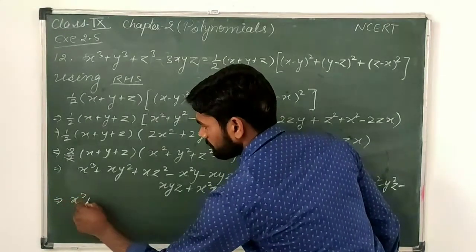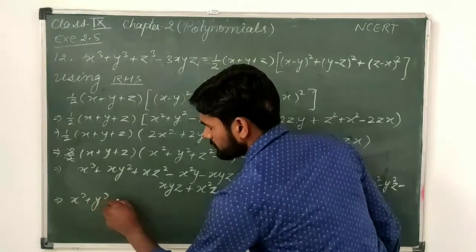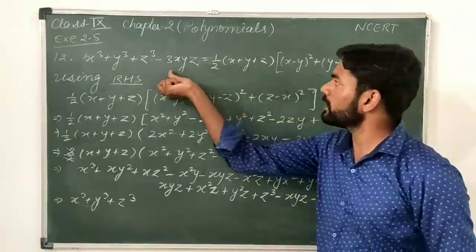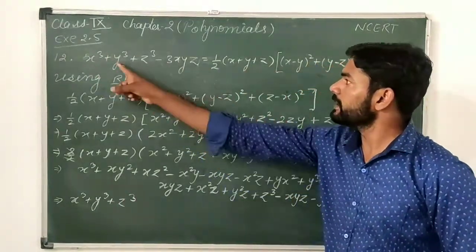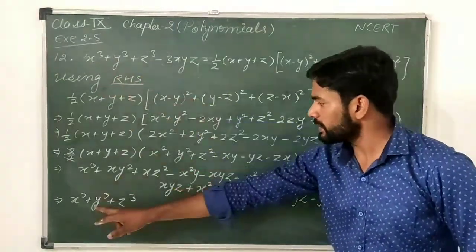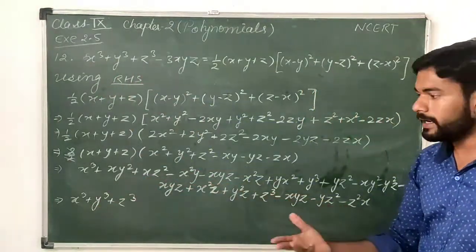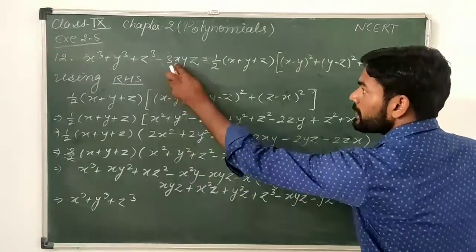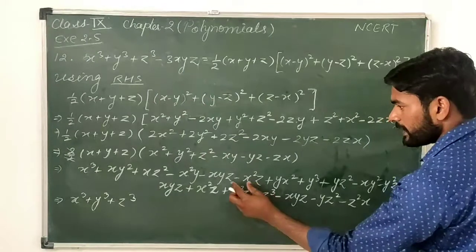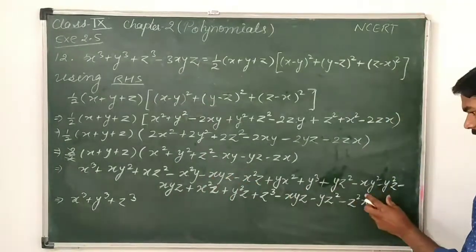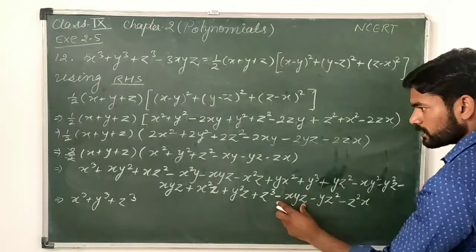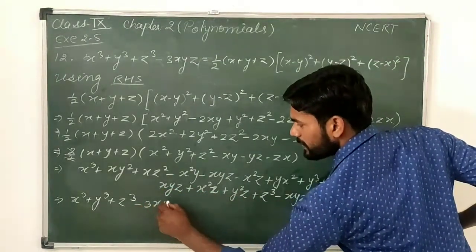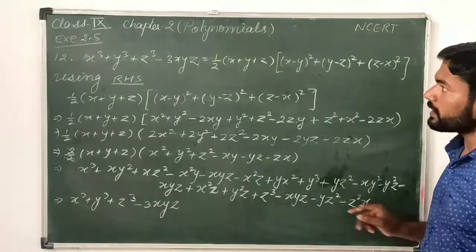x cube plus y cube plus z cube. Just try to arrange this according to our result. Our result we need like this. So x cube plus y cube plus z cube is available, so we can write it first. Now look, we need xyz, so minus xyz and minus xyz, 2 and 1 is here, minus 3xyz. We got our answer.